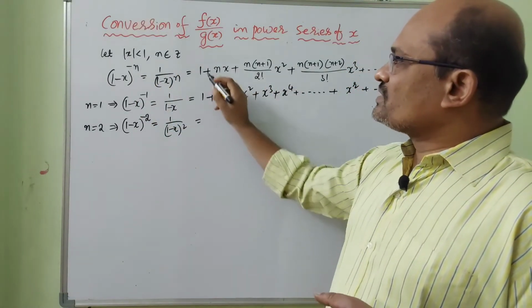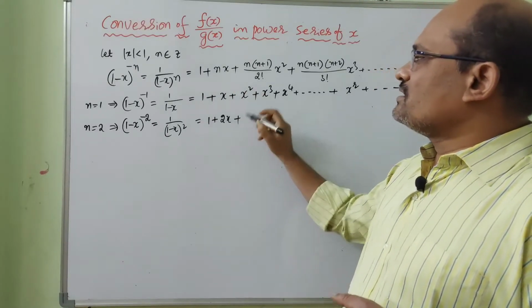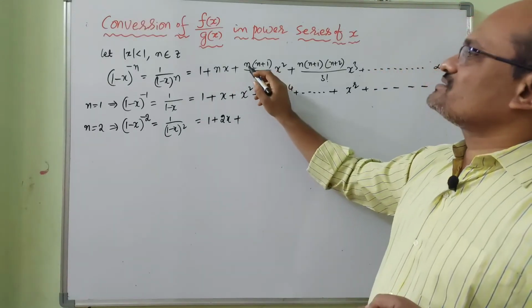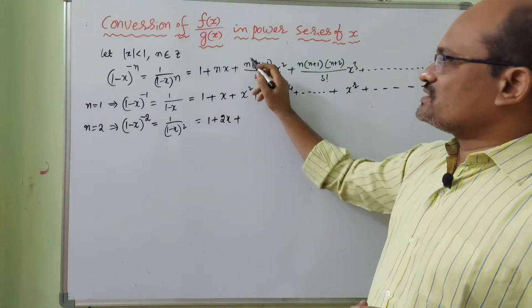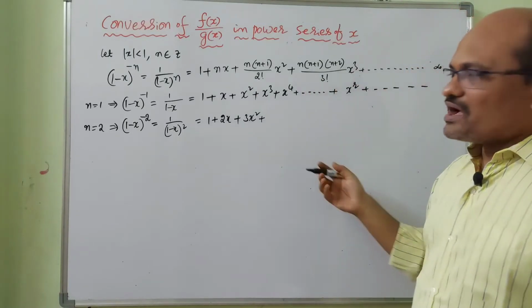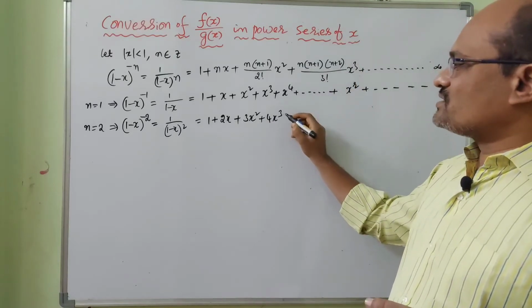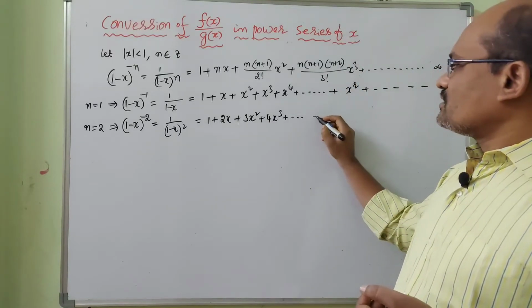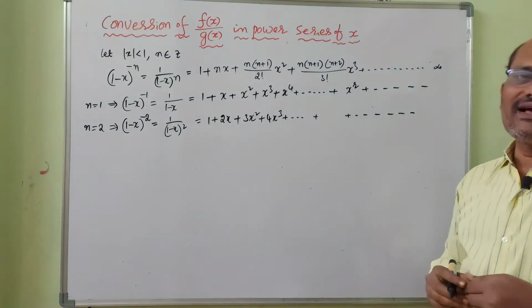What you get? 1 plus, put n value 2 here, you will get 2x. Put n value 2 here. What you get? 2 into 3 by 2 factorial, 2 gets cancelled, you get 3x square. Next term will be, if you substitute n value 2, 4x cube. Like that, you will get an infinite series.